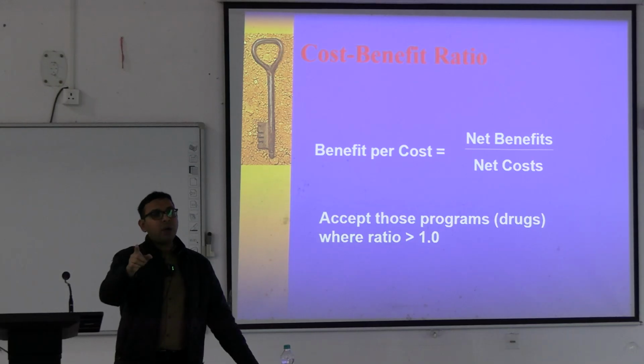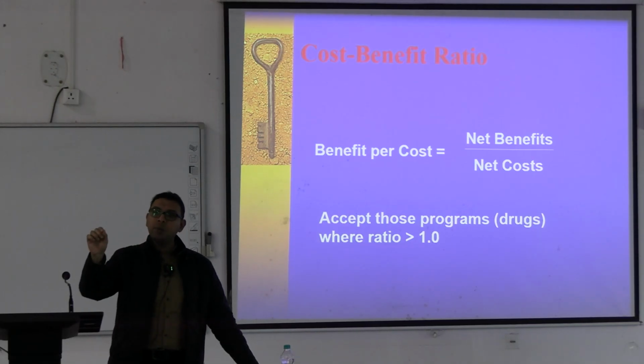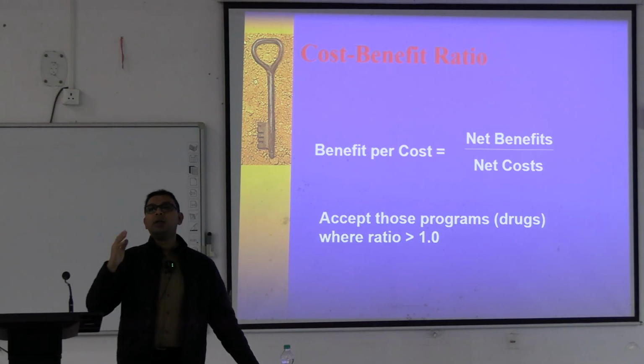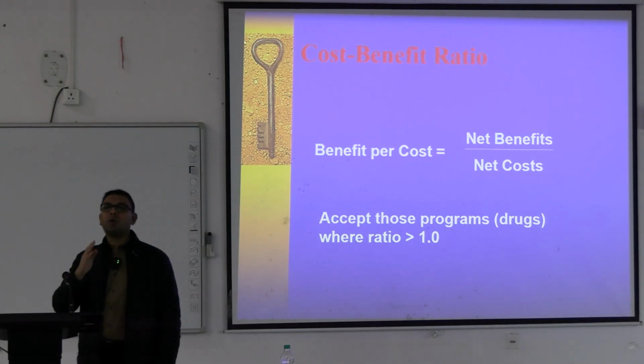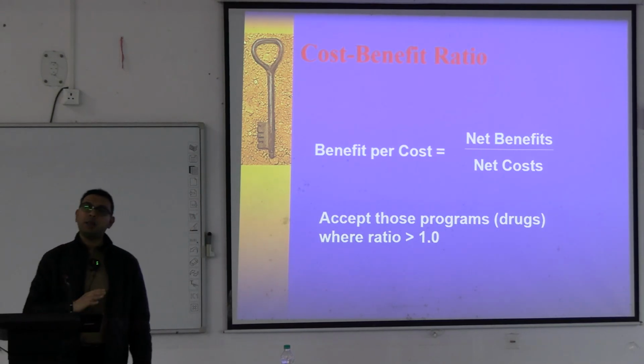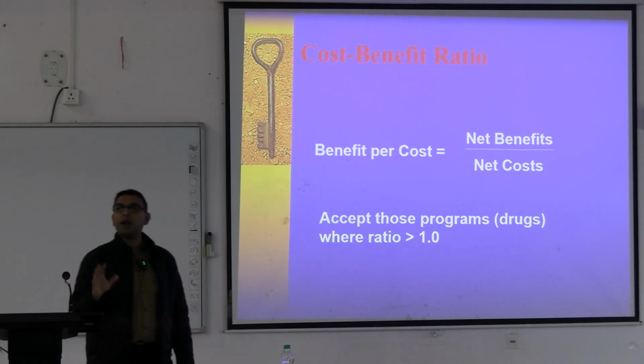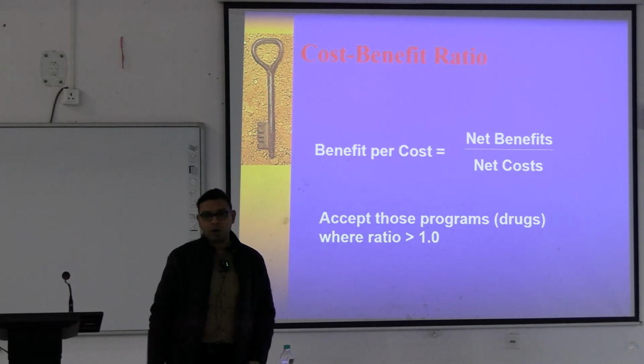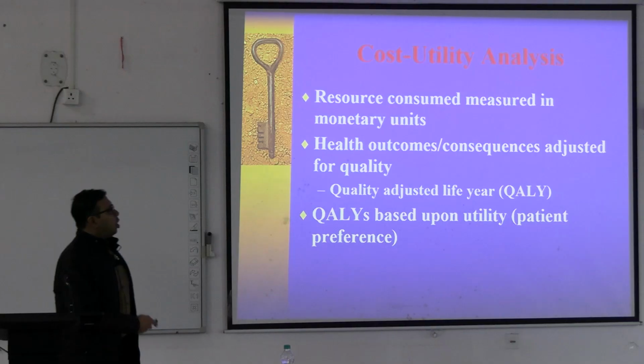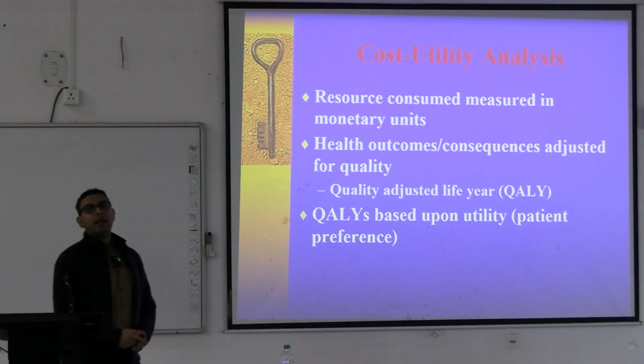So the consequences and the cost are both expressed in monetary units and then compared. Then we can say that drug A is cost beneficial to drug B or vice versa. So this is all different types of mathematical and statistical modeling. Okay. Next, coming to the cost utility analysis.